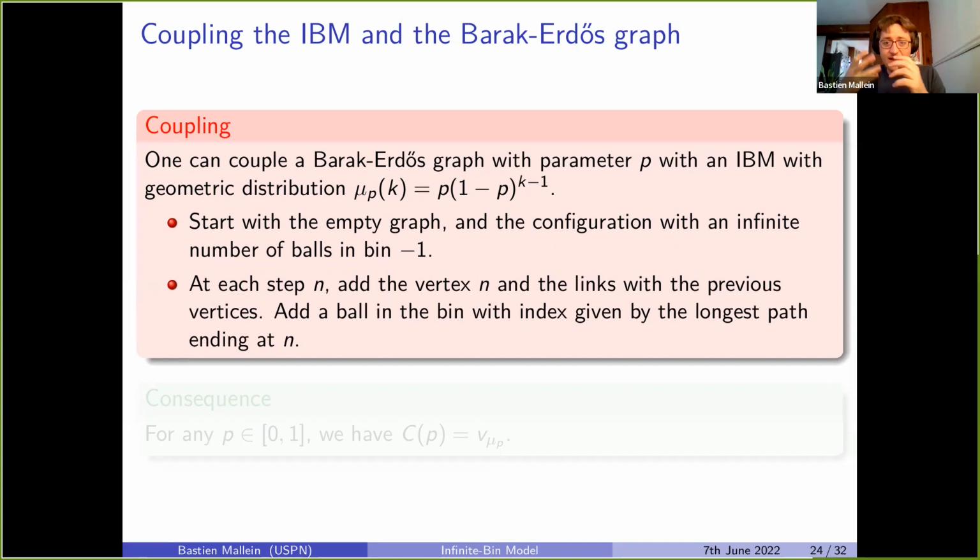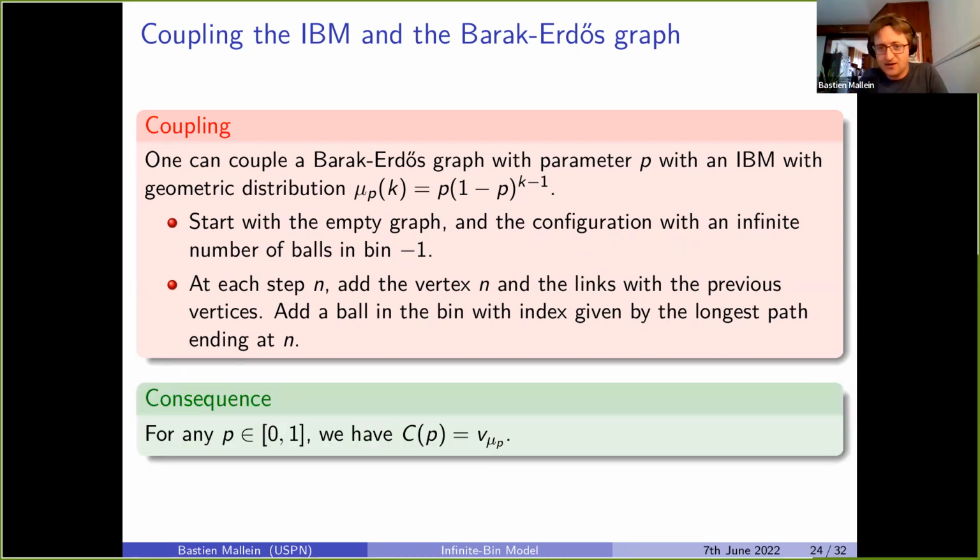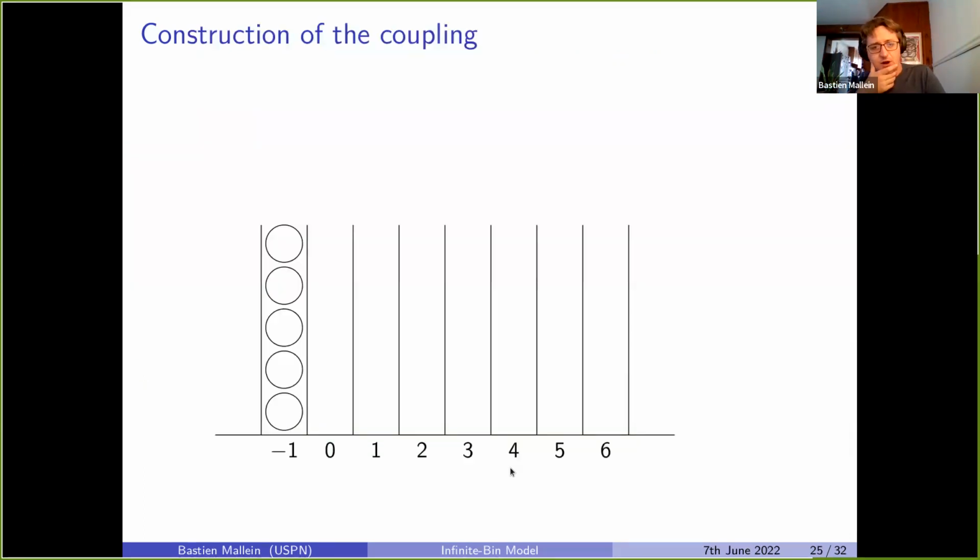At every step n, in the Erdos-Rényi random graph, I add the new vertex with all its connections to the previous vertices. And in the infinite bin model, I add a ball in the bin whose index is given by the length of the longest path in the graph that ends at vertex n. I'm claiming that this bin configuration is an infinite bin model with geometric distribution. And so in particular, my function C of p is equal to this v associated to the geometric distribution. Okay, so how does this work?